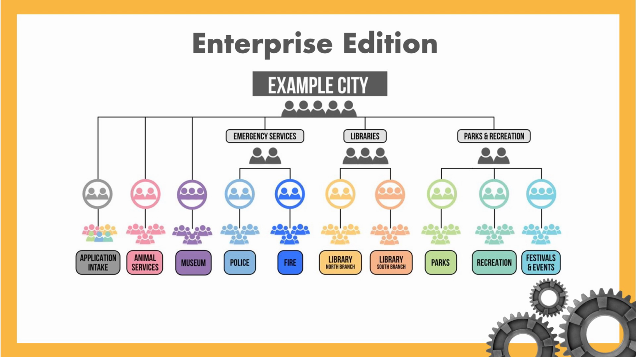At the very top here, example city, that is basically the enterprise level. You can have a number of people at that enterprise level. That's where you can see all the information for all the different sub-accounts. You can communicate to all the volunteers in those different sub-accounts. You can also do reports on all those different sub-accounts. So it's essentially an overview of everything you need. And basically from there, you can branch out to your sub-accounts.